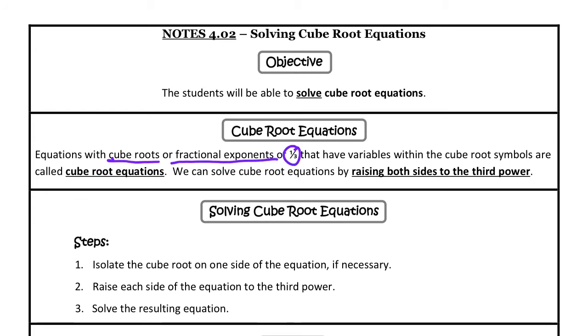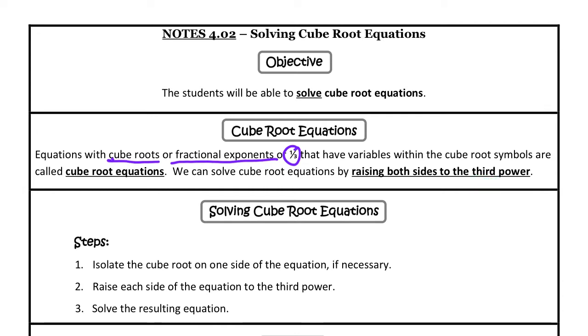So just like last class, where the square root had a fractional exponent, a cube root also has a fractional exponent. Equations that have variables within the cube root symbols are called cube root equations. We can solve cube root equations by raising both sides to the third power. Last class we were raising both sides to the second power. Now, dealing with cube roots, we're going to raise it to the third power. That's one of the changes in today's lesson.